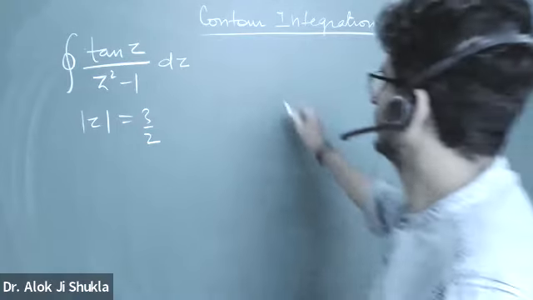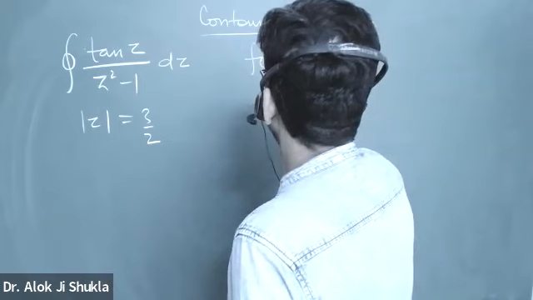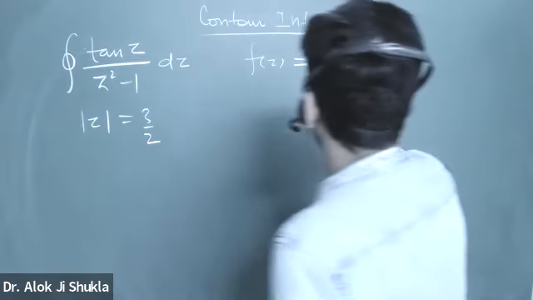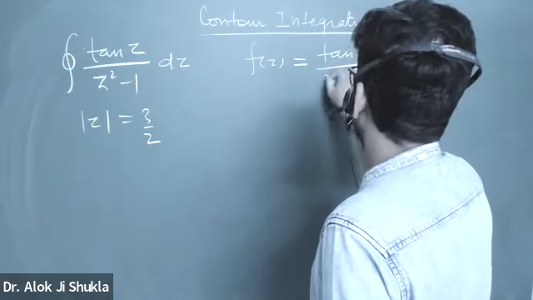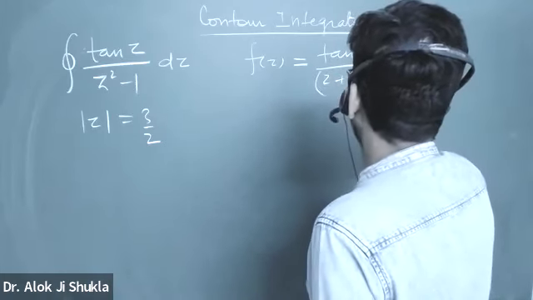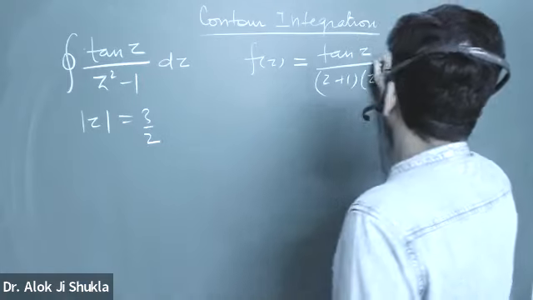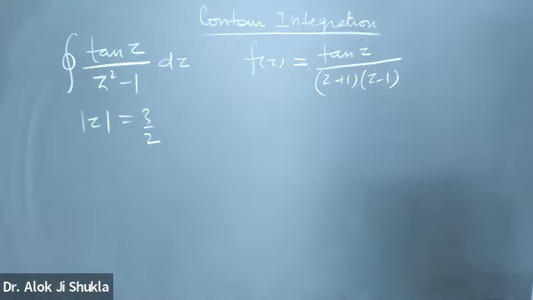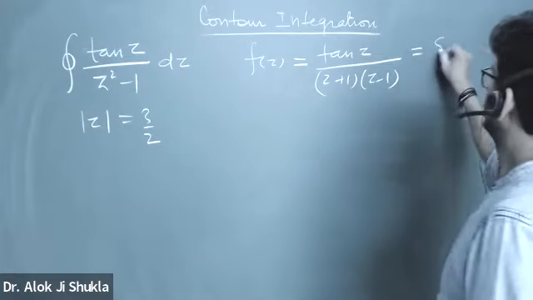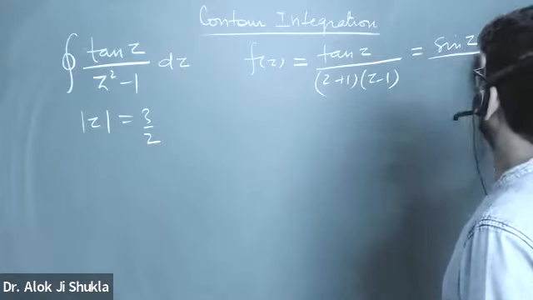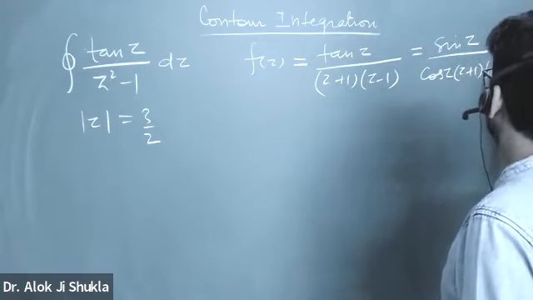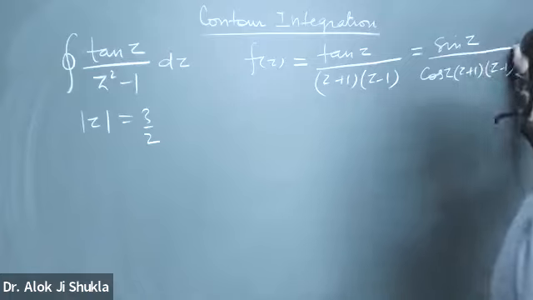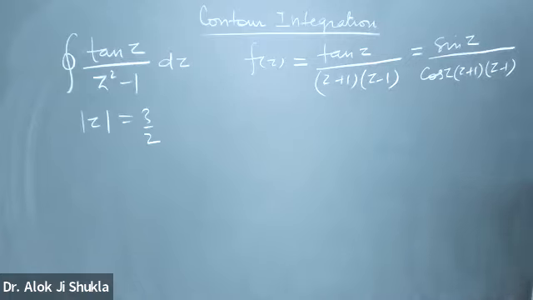So first of all, what is the function? Tan z over z plus 1 and z minus 1. Also sin z over cos z, z plus 1, z minus 1. This is the function.